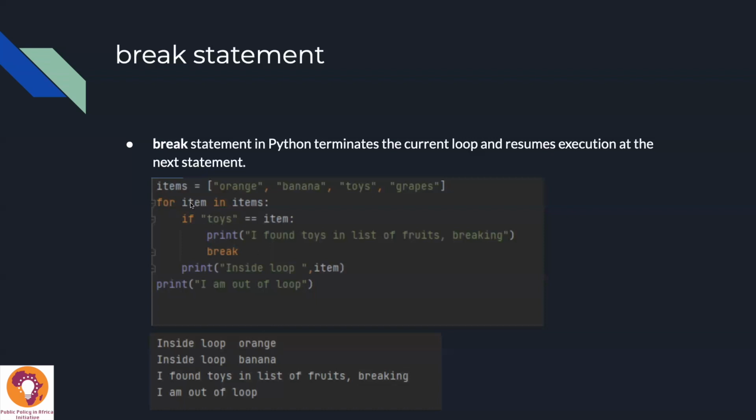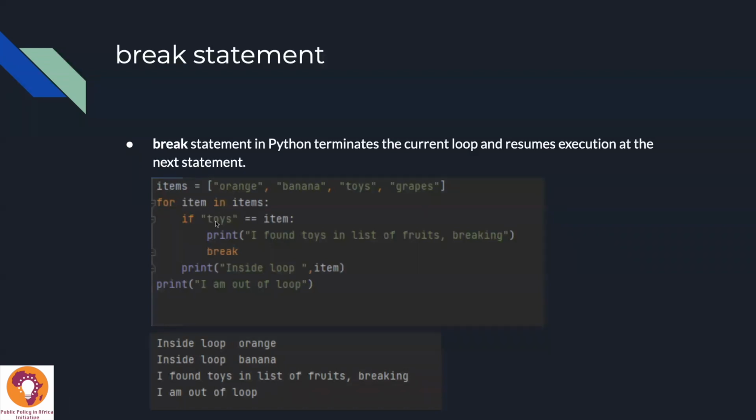Second iteration of the loop, the value of item is now assigned banana. So we check this if statement, toys equals banana. That evaluates to false. We never enter the if statement, so we come down to this line of code, inside loop banana. So that's where we get this line of code here. Now, third iteration of the loop, the value of item is toys.